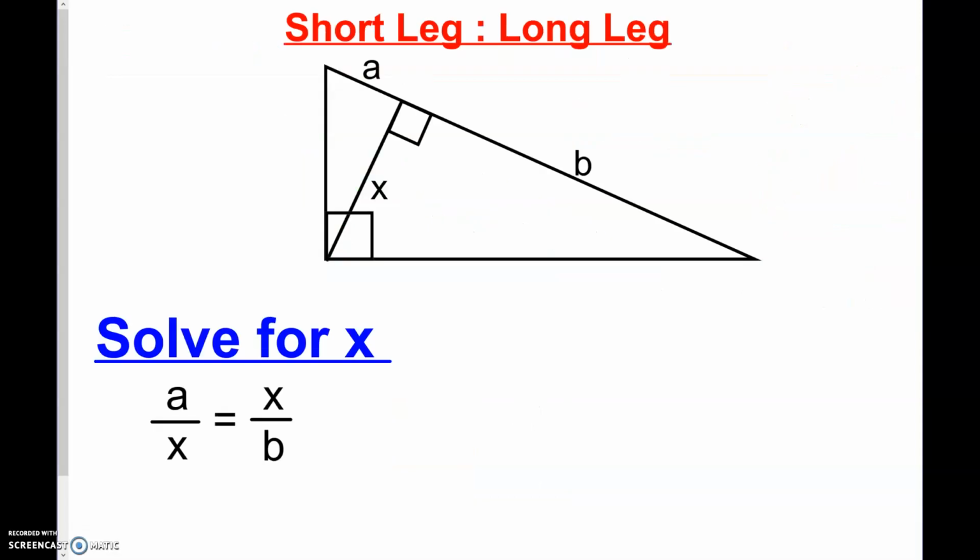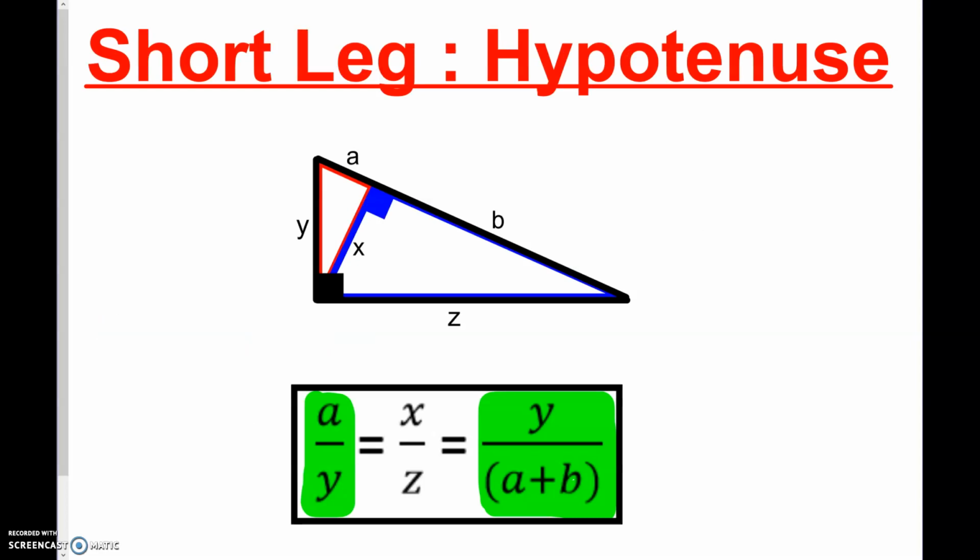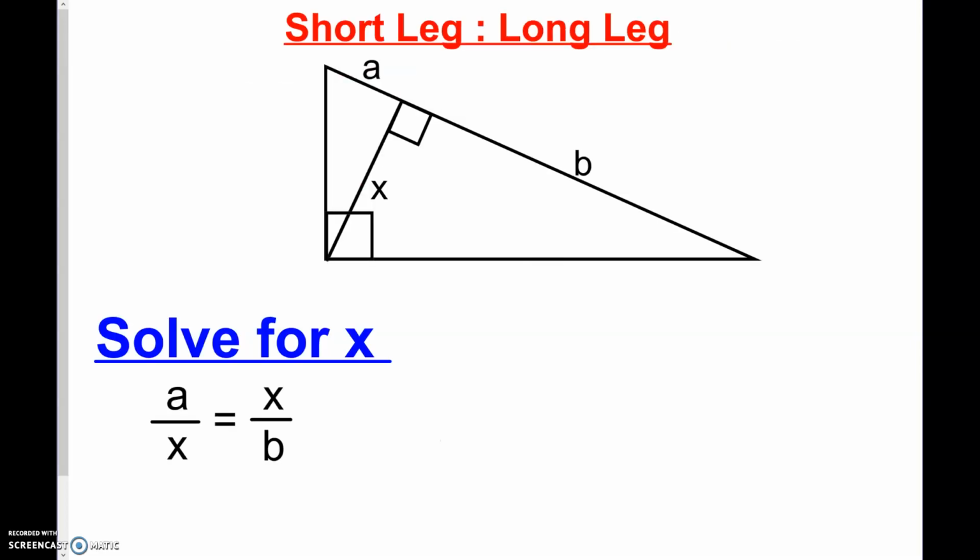All right, so that's what this screen is actually going through, and then we end up with x squared equals A times B. All right, let's go to the next one.